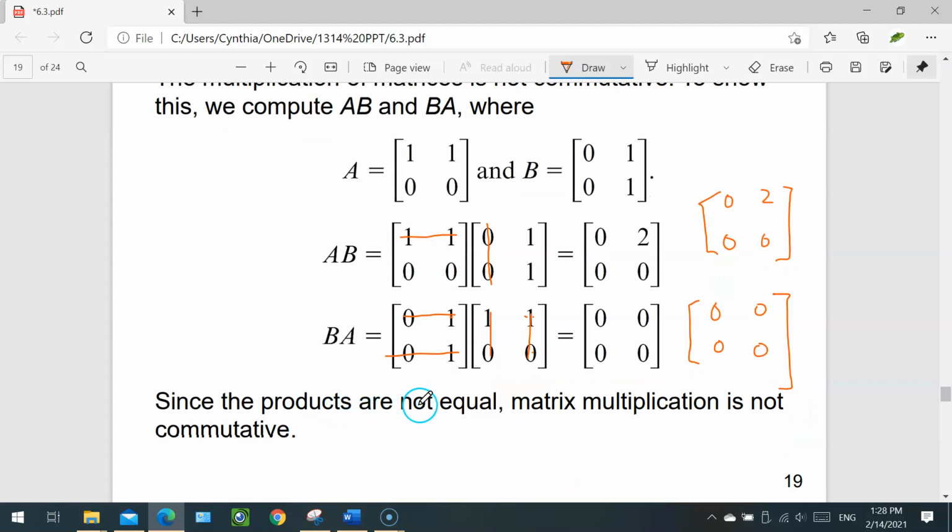So since the products are not equal, matrix multiplication is not commutative. Alright, so as I mentioned earlier, who's staying in the front matters.